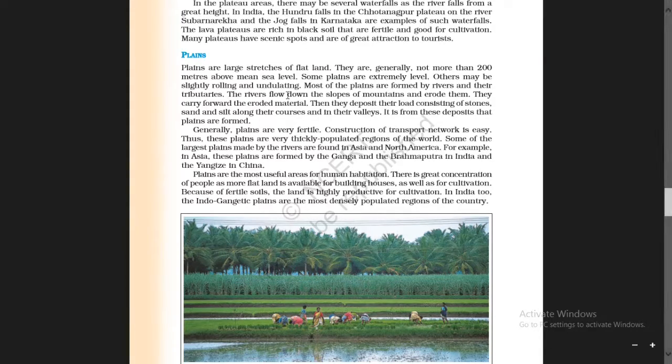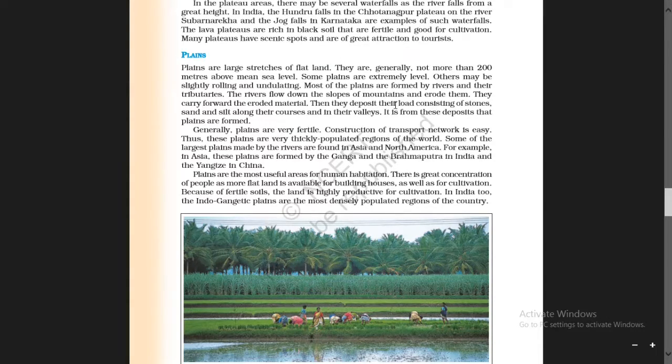The rivers flow down the slopes of mountains and erode them. When rivers flow down, they flow very fast, and as a result the current force is very high there. That's why they erode whatever they meet on their way. They carry forward the eroded material.